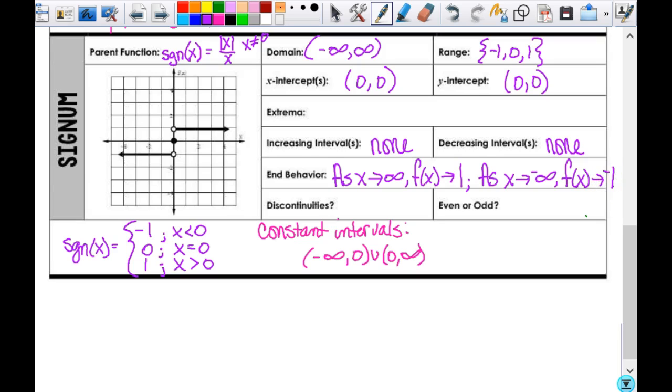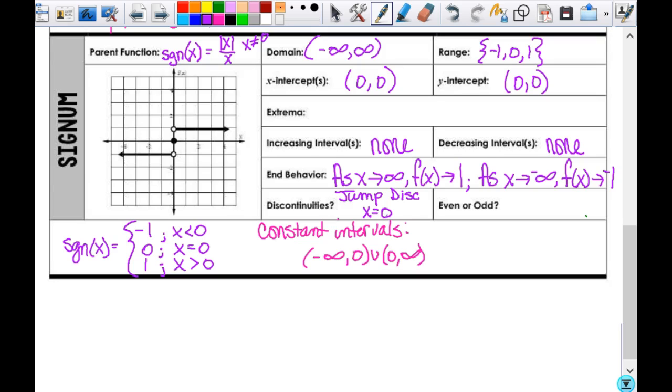Are there any discontinuities? Yeah, jump. Okay, so we got jump discontinuity. Where? X equals 0. When you have discontinuities, their location is always an x value. It's not an ordered pair, even if it's removable.